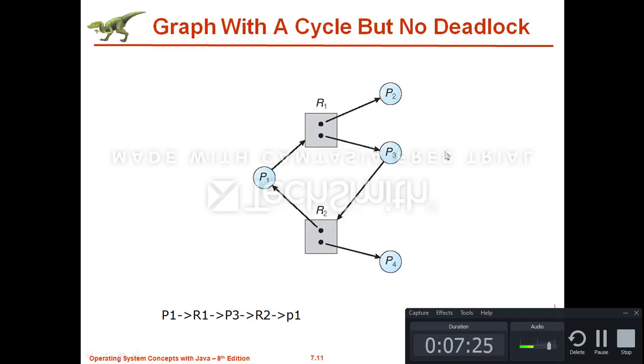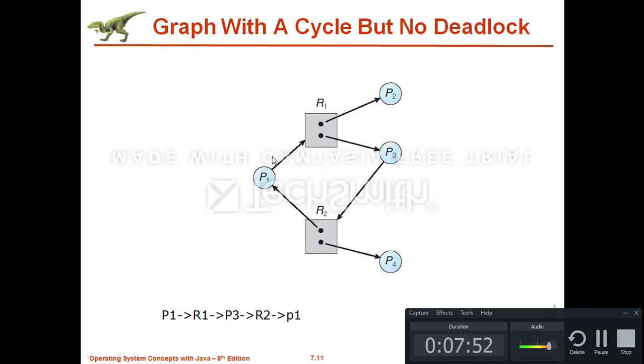So let's see a graph with a cycle but no deadlock. In the previous case there were cycles in the graph, so we said there can be a deadlock. But in this case there is a cycle but still there is no deadlock. That is because we have multiple instances of the resources. In the previous case we had single instances for most of the resources, but in this case there are two resources, both having multiple instances.